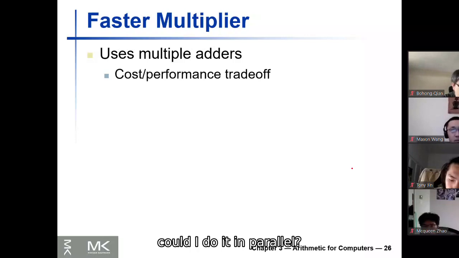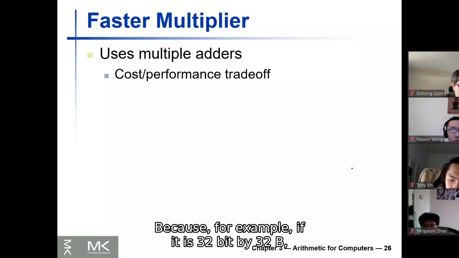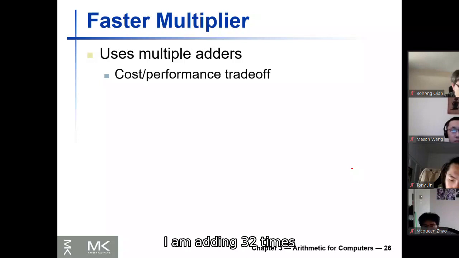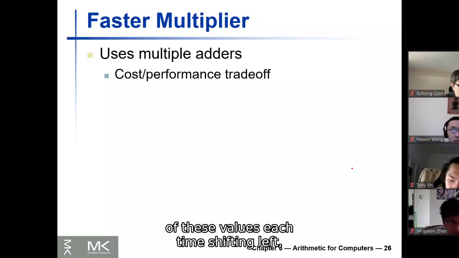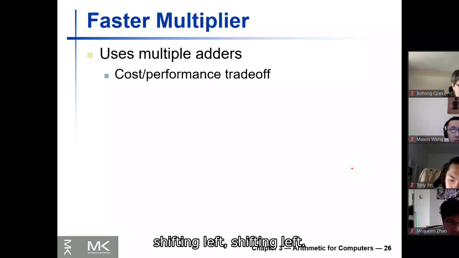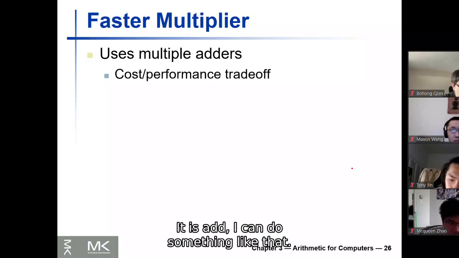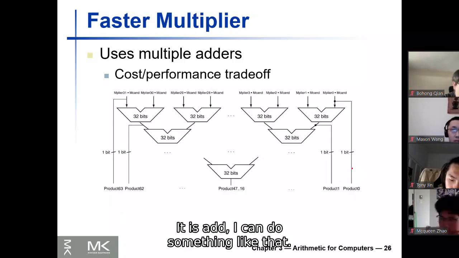If this is the case, could I do it in parallel? Because, for example, if it is 32-bit by 32-bit, I am adding 32 times of these values. Each time shifting left, add, shifting left, add, shifting left, add. So why not doing it in parallel? It is add. So I can do something like that.